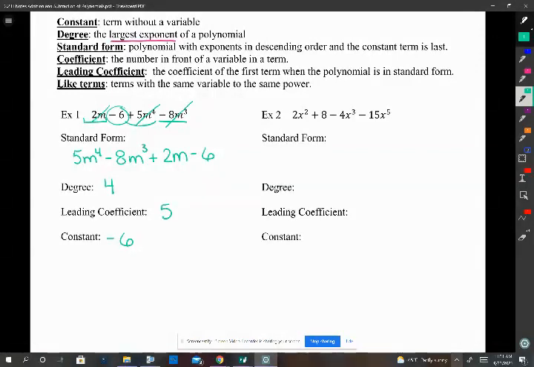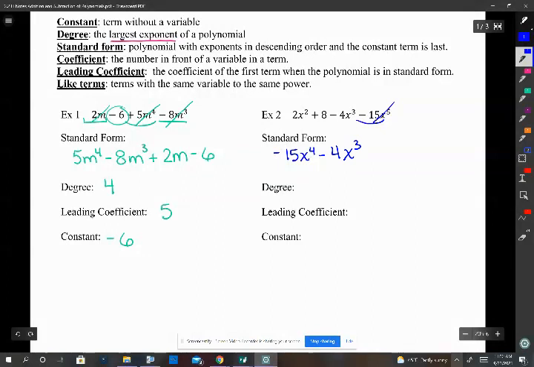If we look at example 2, same idea. I'm looking for my biggest power. So my biggest power is 5, and that's what we're going to write down first. My next biggest power is the 3, and I take the sign that's in front of it just like I did with the 15. So it's a -4x to the 3rd. My next biggest power is 2, so I'm going to take the sign with the 2 out in front. So it's 2x squared. And then I have a constant of 8.